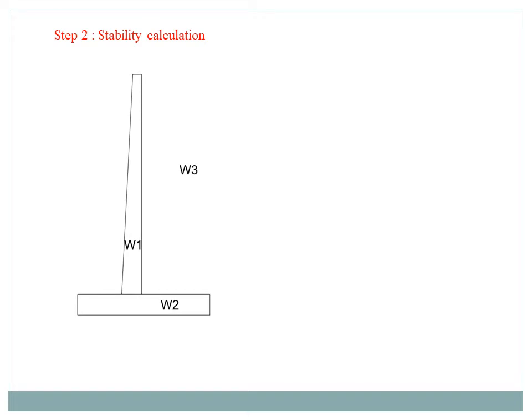Step number 3, stability calculations. See the retaining wall. The vertical portion we name as W1, the horizontal slab portion we call W2, and our soil portion we call W3.